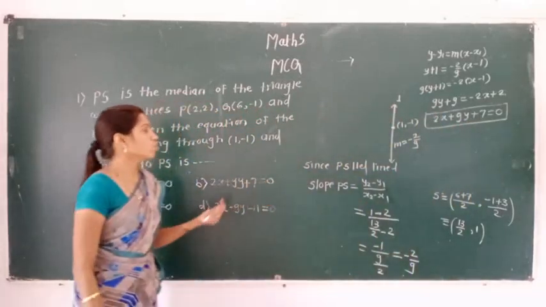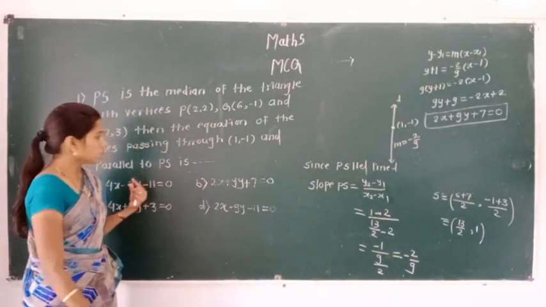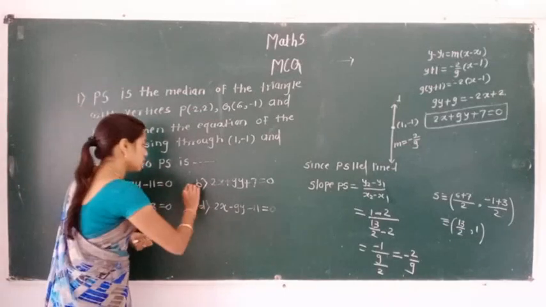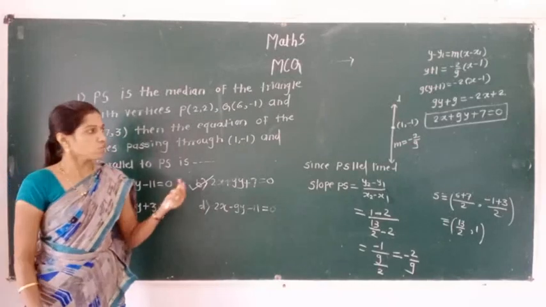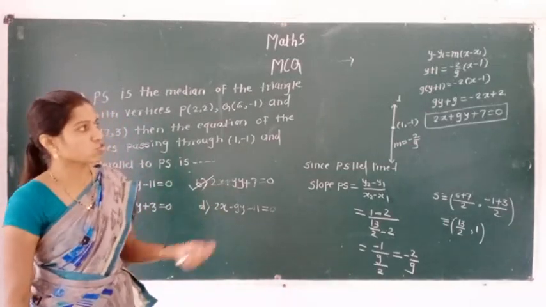So see all the options. 2x plus 9y plus 7 equals 0 is the correct option of this MCQ. Okay, so first of all, take a screenshot of this MCQ.